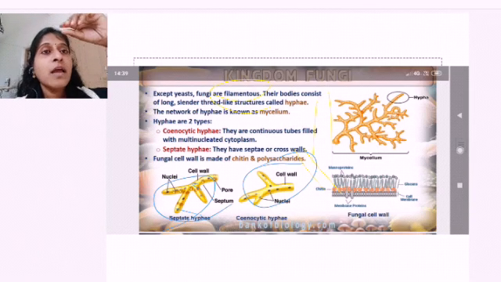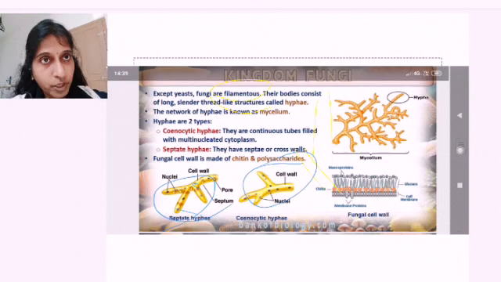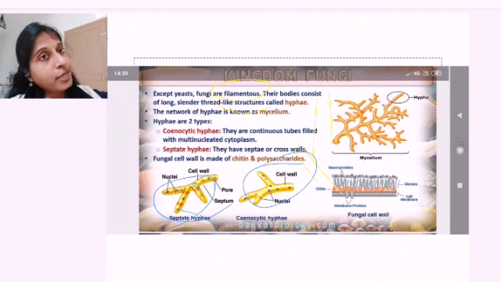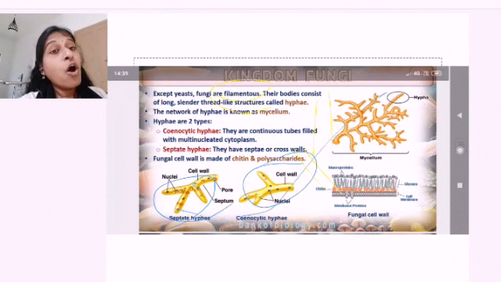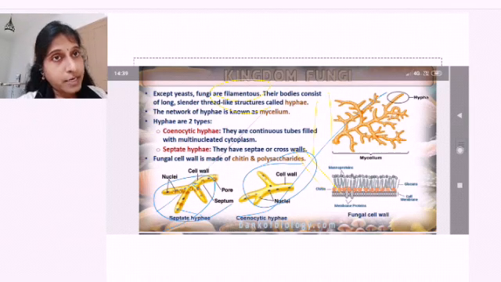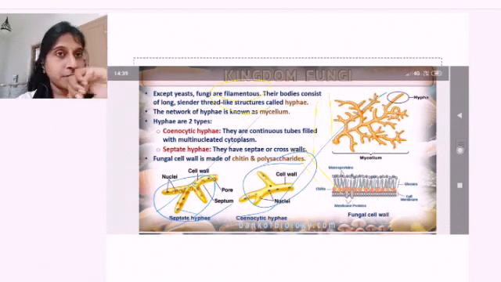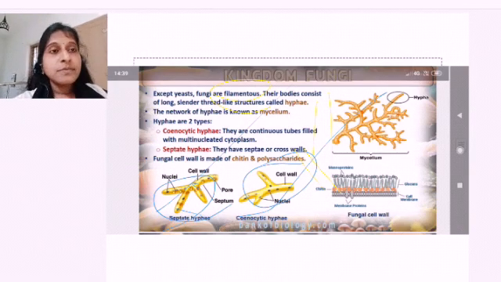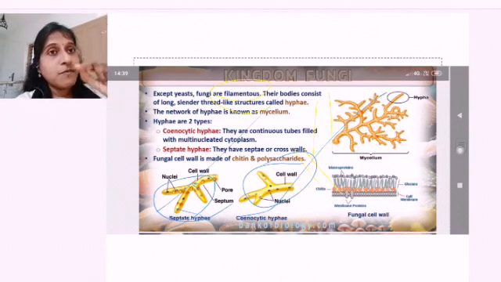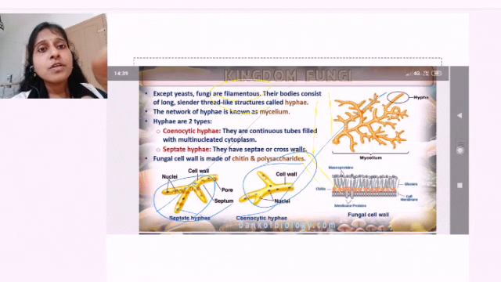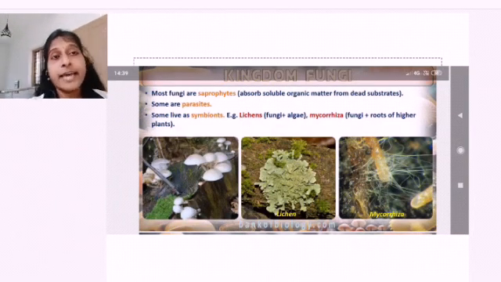Fungi have hyphae, and a network of hyphae we call mycelium. The hyphae can be cenocytic like this, or it can be septate hyphae like this. Cenocyte means the nuclei are just scattered in the hyphae, with no partition. In septate there is a partition with one nucleus in each. Clear? So that is regarding your other characteristic.